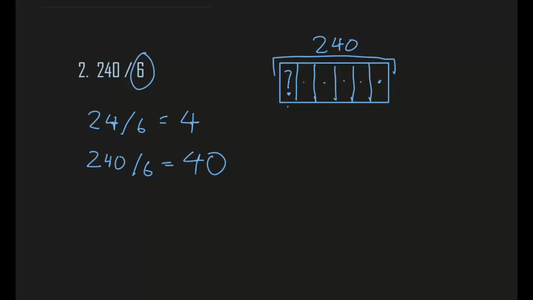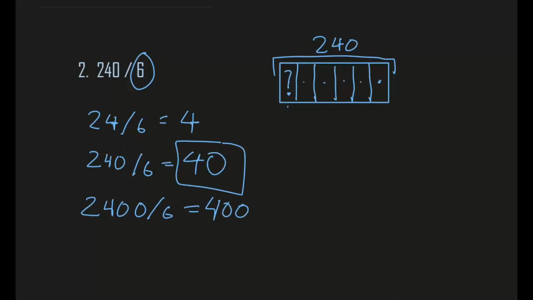Right now our answer is this, so let's box it so we don't get confused. Let's say the next question is 2,400 divided by 6. What would that be? Well, the pattern just continues. We're going to do 400 next, and then it'll be 4,000, depending on the zeros that we have. So right now, our answer equals 40.